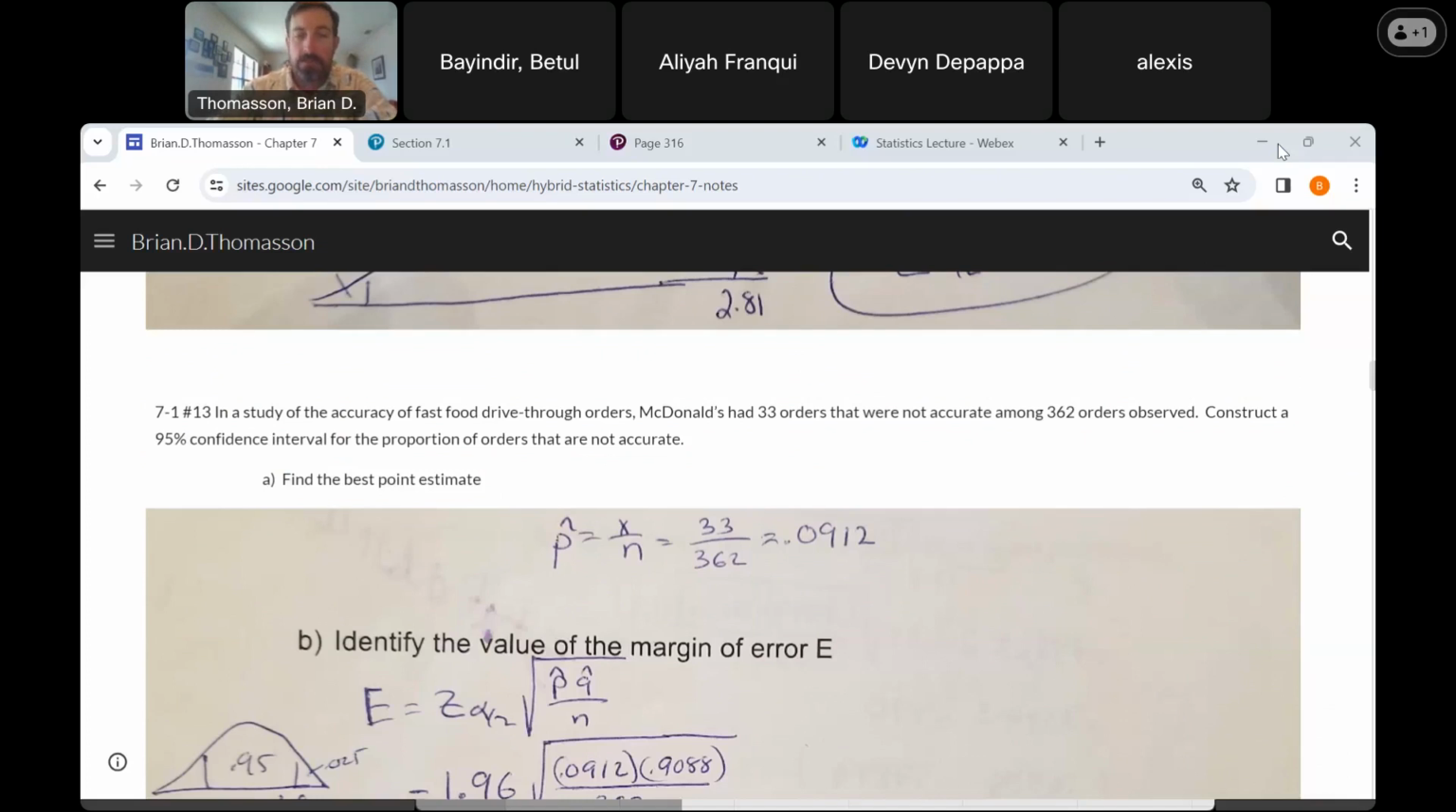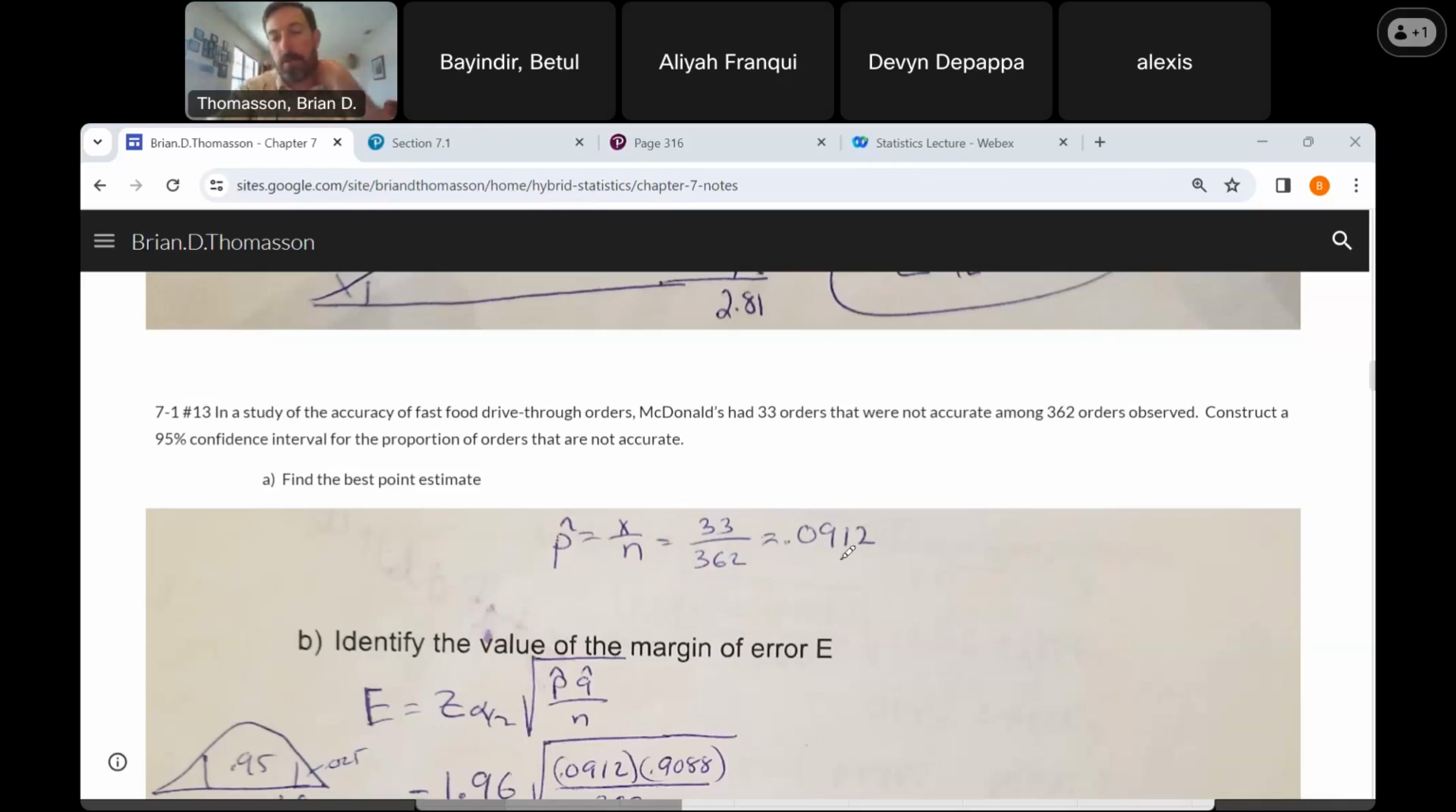Okay, so part A asks us what the point estimate is. That's just taking the number of incorrect orders over the total we observed. Okay, so 33 over the 362. And that comes out to 9%, or a little over 9%. Okay. So that's all we need to do for part A. Now, in this problem, we're going to break this problem up into multiple parts, but after this, we're going to do all this in one shebang.